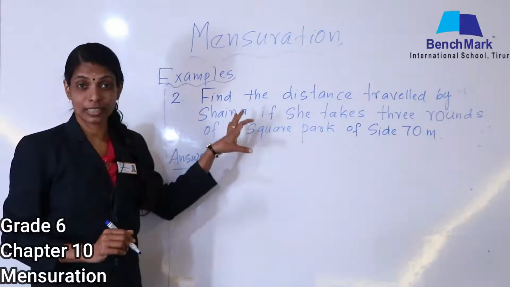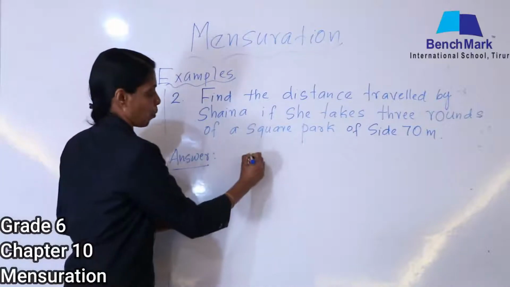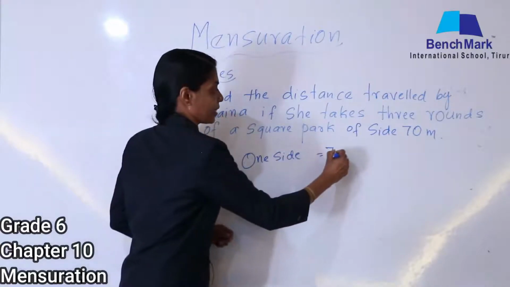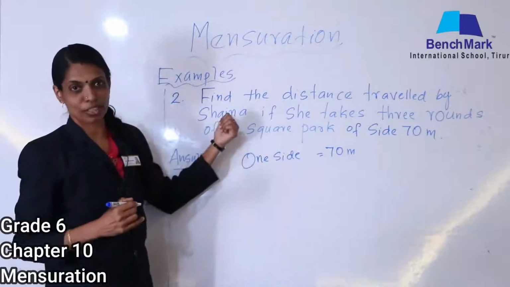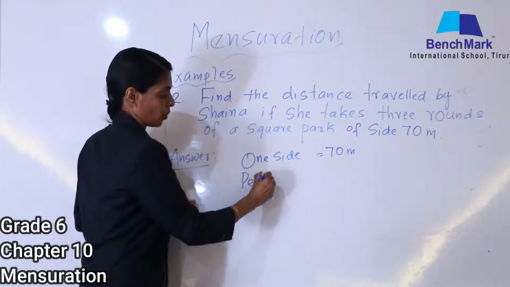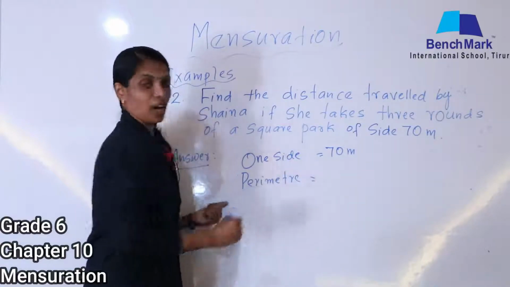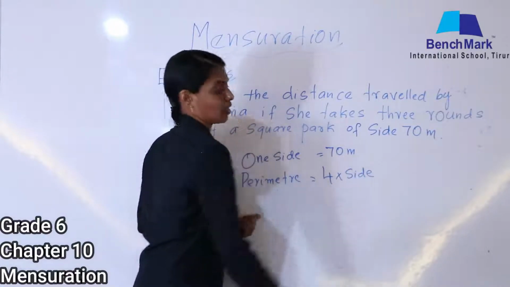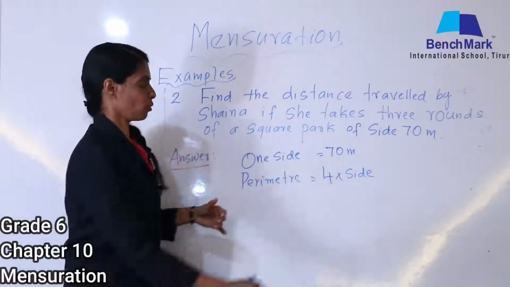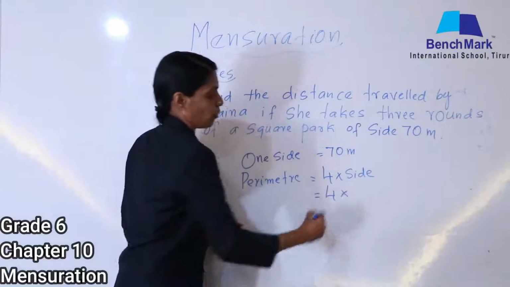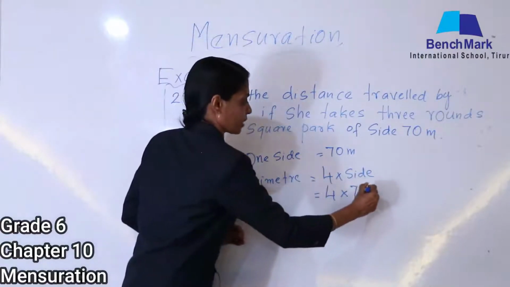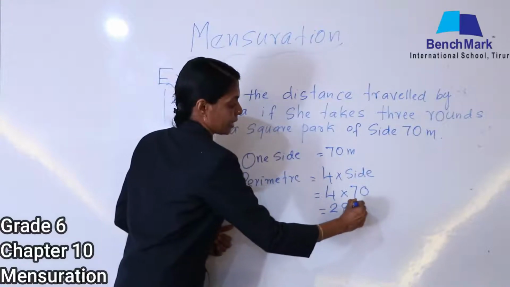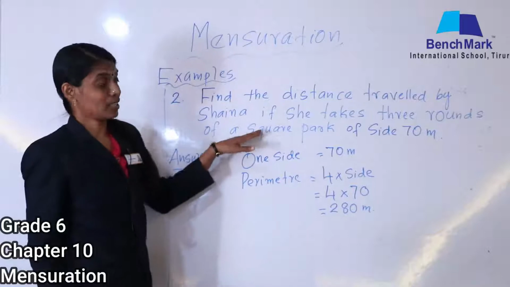Now let's see what are the things given in the question. So here one side of the square park is given, it is 70 meters. And since we have to find the perimeter, the formula for a square is known to us. How do you find the perimeter of a square? It is 4 times one side. 4 times length of one side. So it is given here 4 times one side is 70 meters. So let's write that 70 there. And now how much is 4 times 70? It is 280 meters.